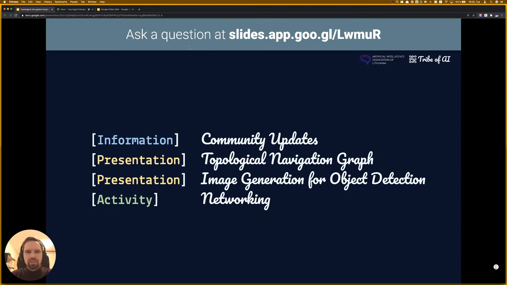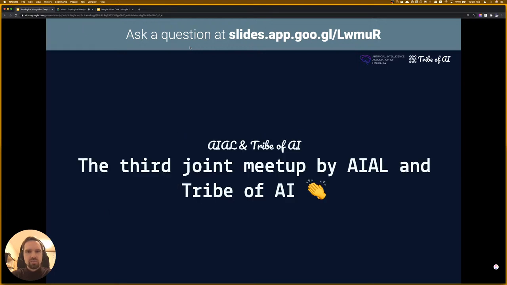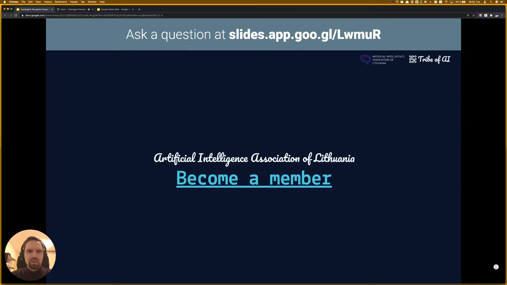So let's begin with the community updates. One thing which I'm very happy about is that this is already the third joint meetup by Artificial Intelligence Association and Tribe of AI. So we are very happy that these meetups finally bring both communities together and deliver value for everyone in the AI community in Lithuania.